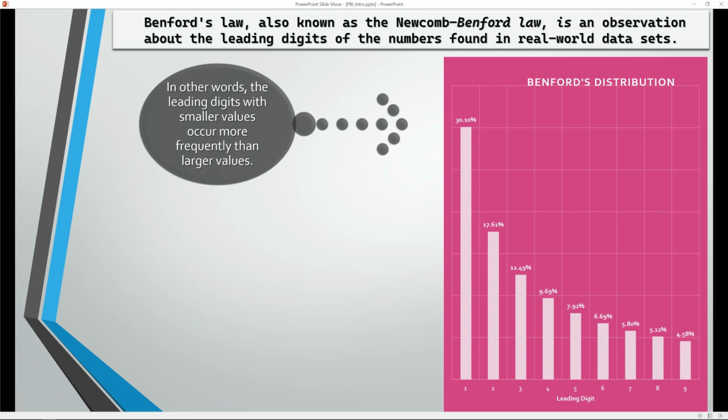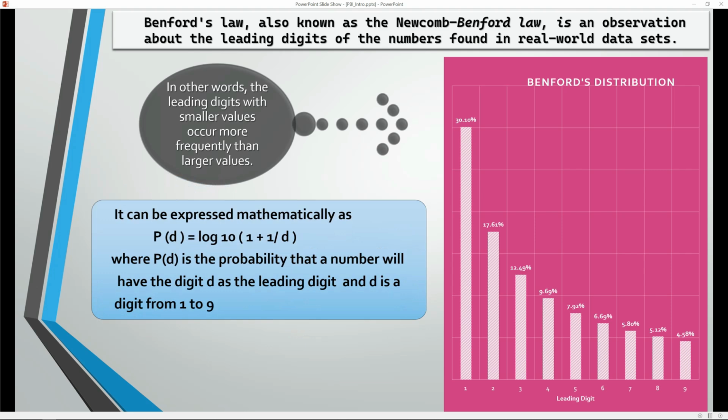So now that we have understood the basics, let us move along. This particular Benford's law can also be expressed mathematically as the probability of a digit d equals the common logarithm of 1 plus 1 over d, where, as I said, P(d) is the probability that a number will have the digit d as the leading digit, and d is a digit from 1 to 9.